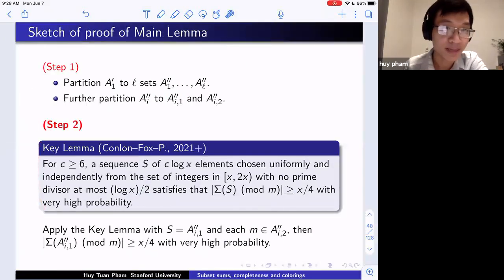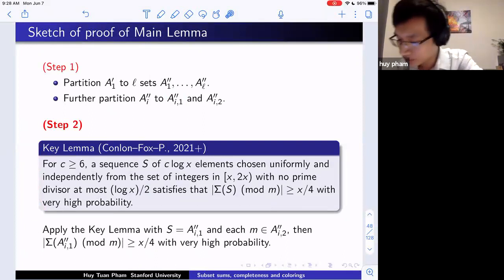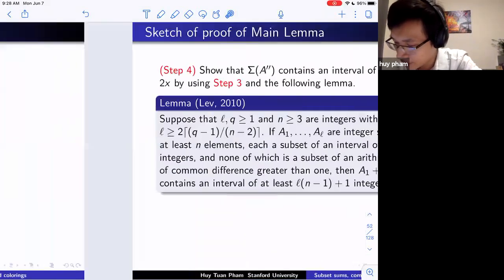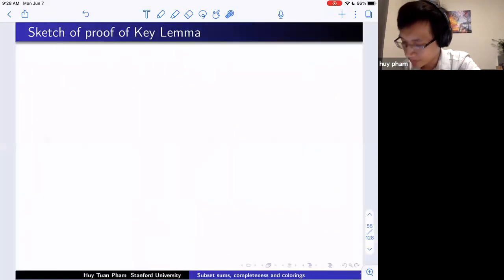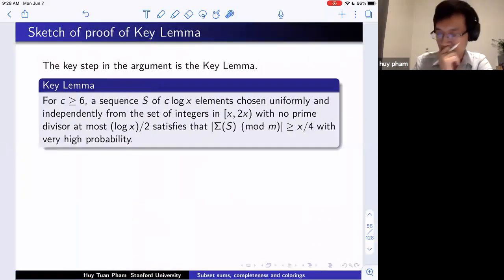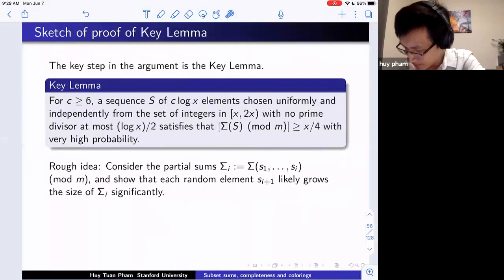That's the main content of step 2. And this is the most non-trivial part of the argument. So I will only now give a very rough proof sketch for this step, the proof of the key lemma.